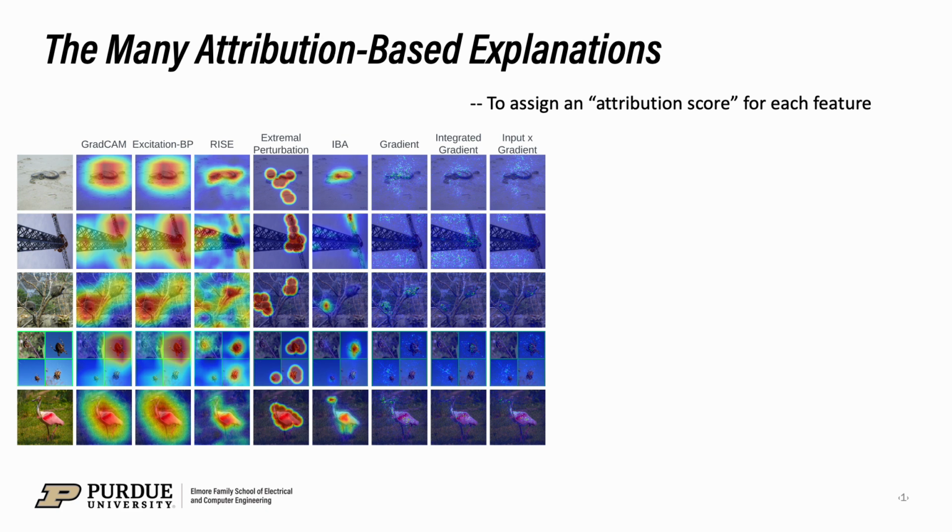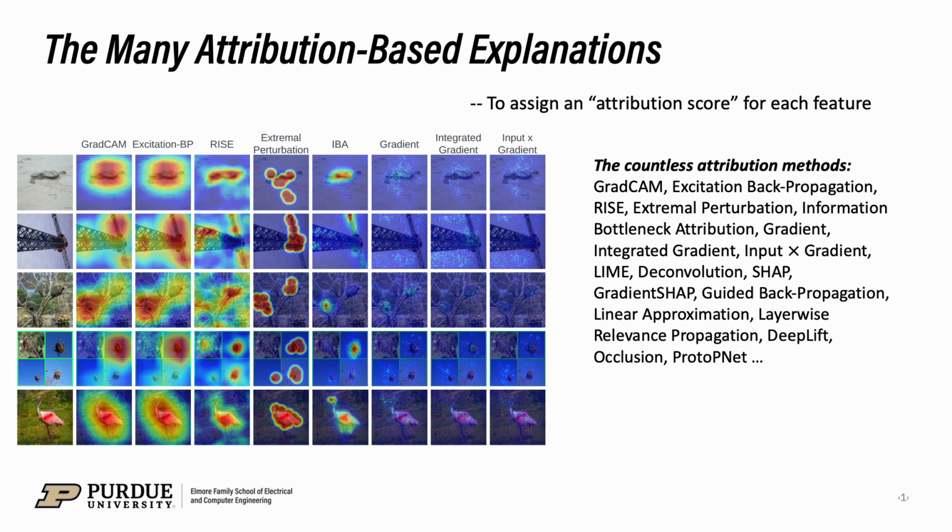However, one important problem of attribution methods is that there are just countless attribution methods, such as Grad-CAM, excitation backpropagation, RISE, extremal perturbation, information bottleneck attribution, gradient-based methods, etc. And different methods usually provide distinct explanations even for the same model and input pairs. Therefore, it is very important to be able to evaluate these attribution-based explanations.